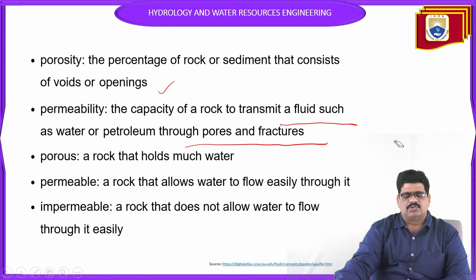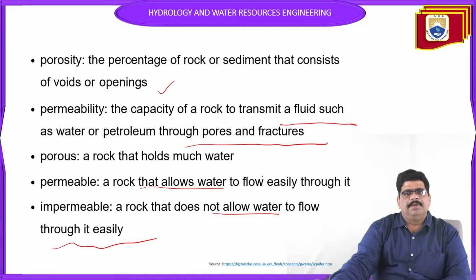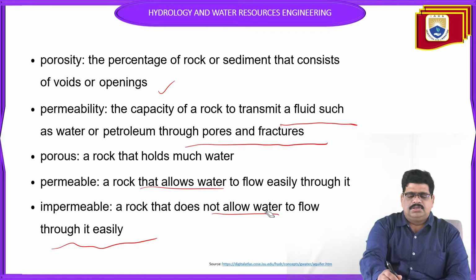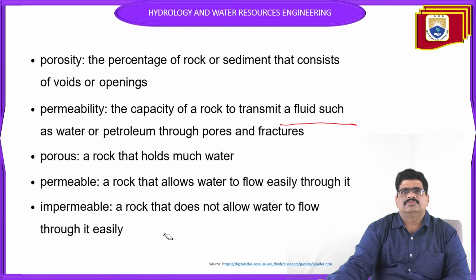Next, porous: a rock that holds water. Permeable: a rock that allows water to pass through easily. Impermeable: a rock that does not allow water to pass through easily. That is the difference between permeable and impermeable. These were already discussed in the previous lectures. So those are some of the definitions regarding groundwater.